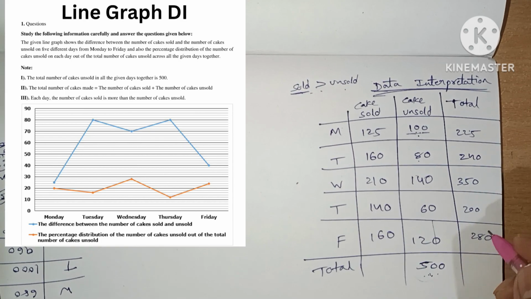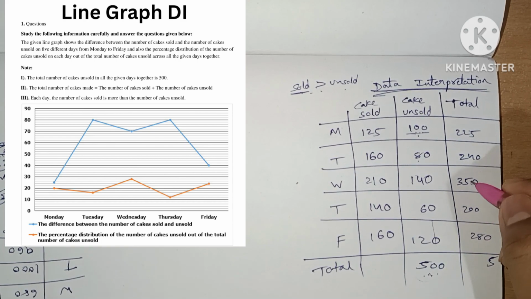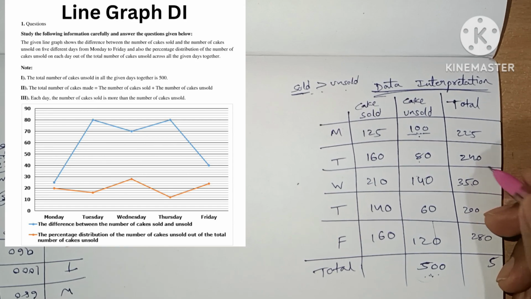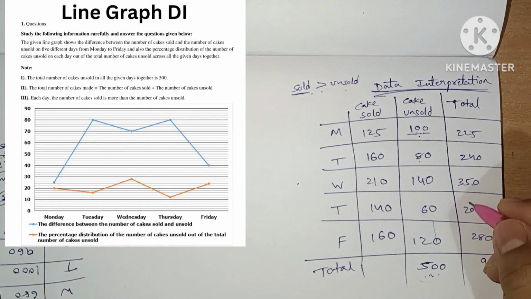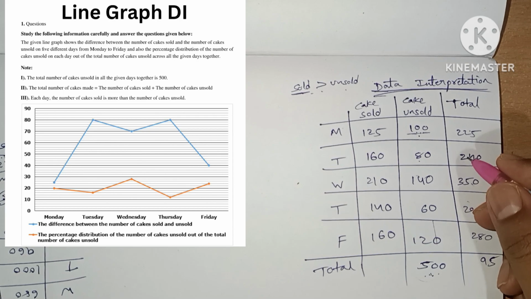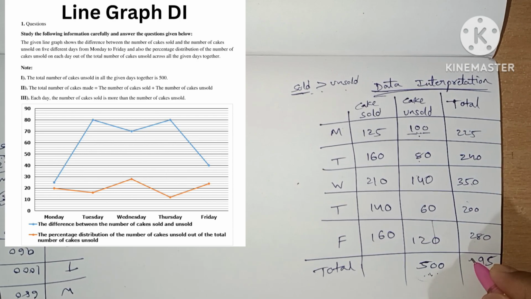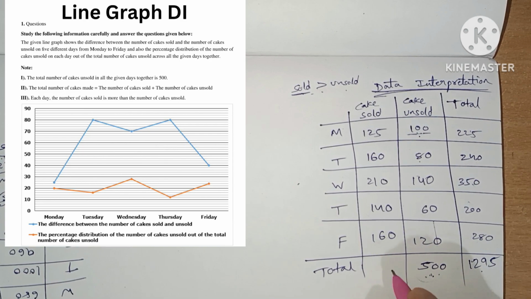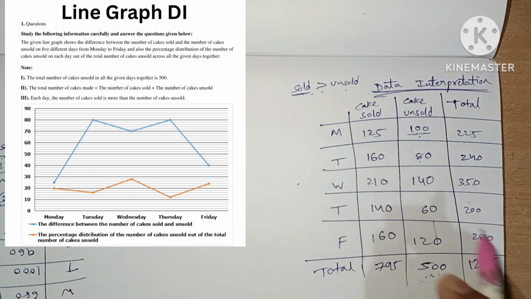So let's take these values also. 5, 8 plus 5, 13 plus 5, 13 plus 6, 19, 5 plus 5, 10, 12. So 1295. 500 minus this one will be 795. Okay, so we got the whole table for the line graph. Now we need to solve the questions using these values.